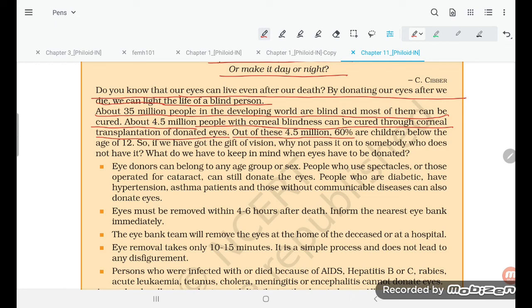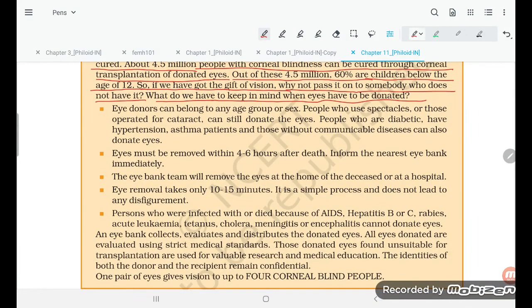Out of these 4.5 million, 60% are children below the age of 12. So, if we have got the gift of vision, why not pass it on to somebody who does not have it? What do we have to keep in mind when eyes have to be donated? An eye donor can belong to any age group or sex. People who use spectacles or those operated for cataract can still donate their eyes. People who are diabetic, have hypertension, asthma, or those without communicable disease can also donate eyes.